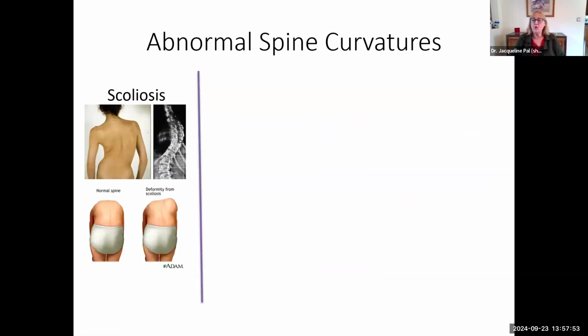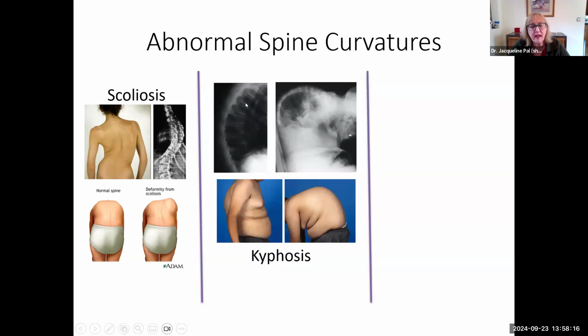Okay, so now we can have abnormal spine curvature. So in grade school, I'm sure you had tests where they had you lean over, and what they were looking for was to see if one shoulder was higher than the other, because what that shows is that we have a side-to-side curvature known as scoliosis. In a previous section, I showed you where we had compression fractures anteriorly, like in a hunchback. That is actually known as kyphosis.